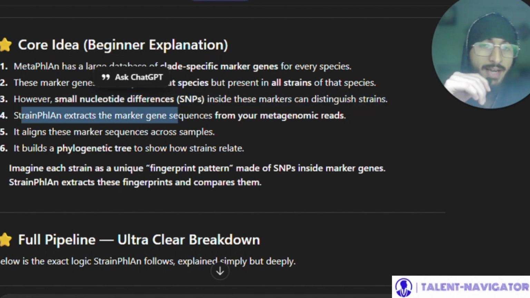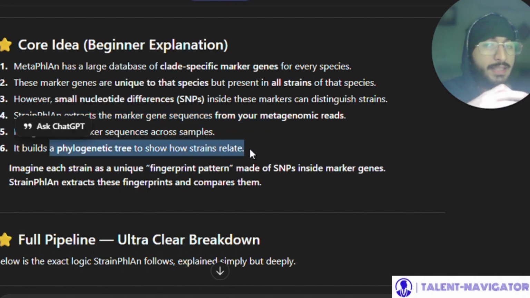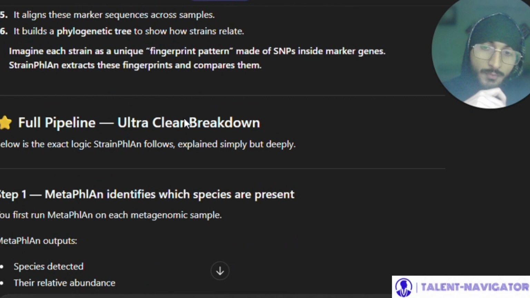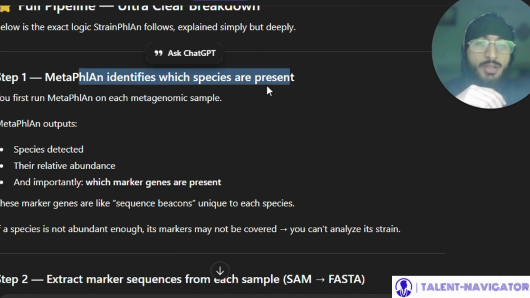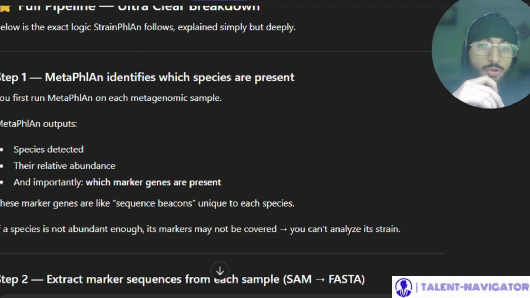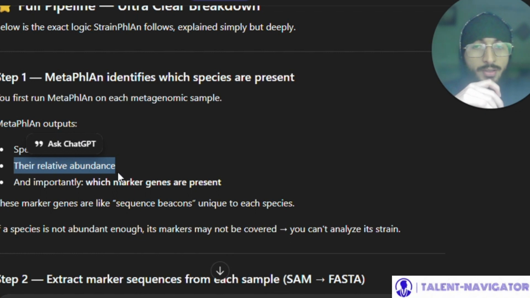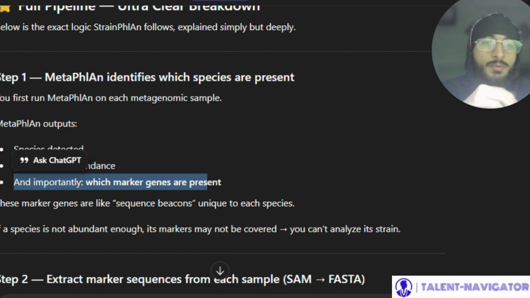So StrainPhlAn basically extracts these marker gene sequences from our metagenomic reads, aligns these marker sequences across the samples, and builds a phylogenetic tree to show how the strains are related. Now, MetaPhlAn identifies which species are present. So we first run MetaPhlAn on each metagenomic sample, that is step one. So MetaPhlAn outputs the species detected, their relative abundance, and importantly, which marker genes are present.